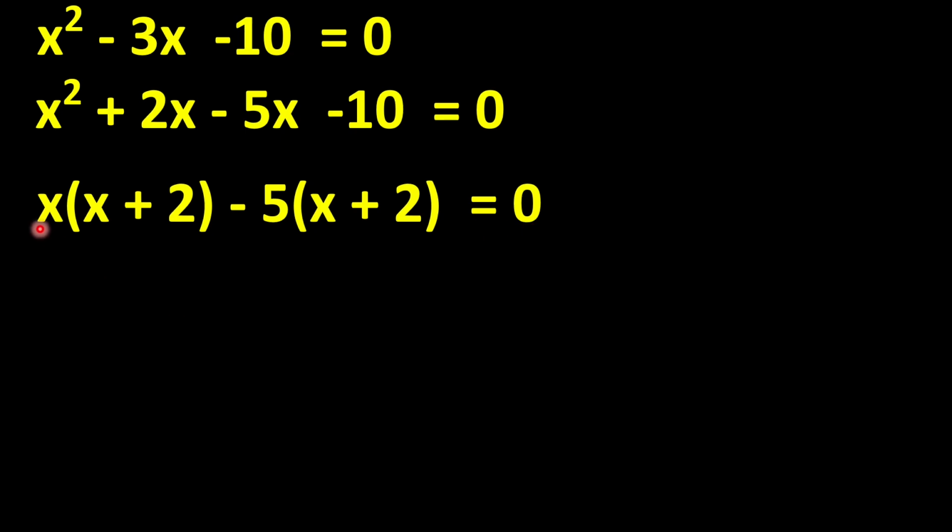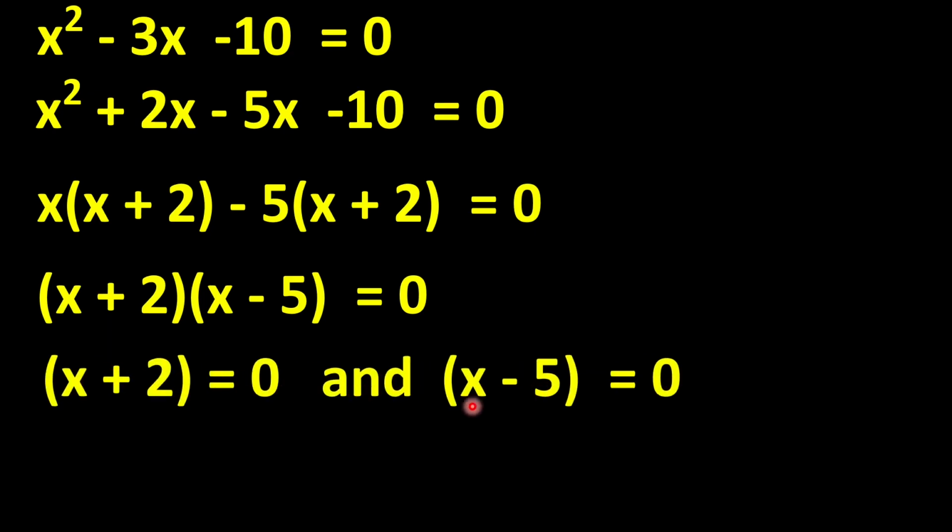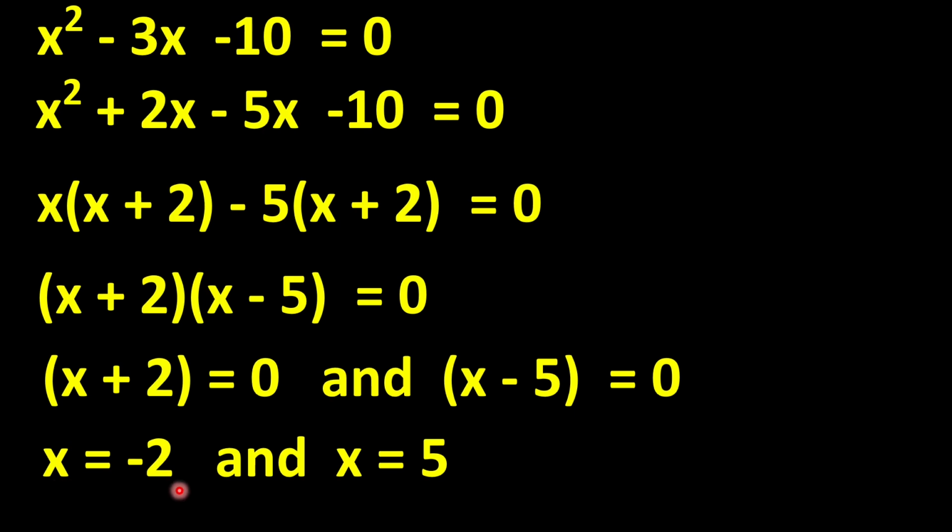So now there are two terms, and x + 2 is common. Let's take x + 2 as common. After taking x + 2 common, the remaining term is x from the first and minus 5 from the second, so (x + 2)(x − 5) = 0. Now we set these two terms equal to 0, that is x + 2 = 0 and x − 5 = 0, so x = −2 and x = 5.